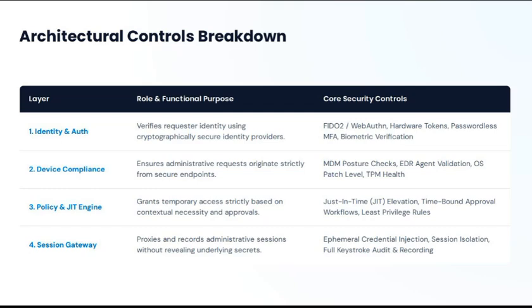If a device fails even one check, access is blocked at the door. Layer 3 is the policy and just-in-time (JIT) engine. This is where we operationalize least privilege.